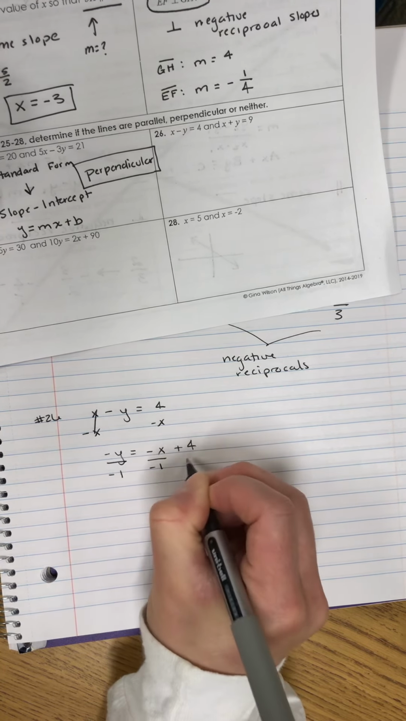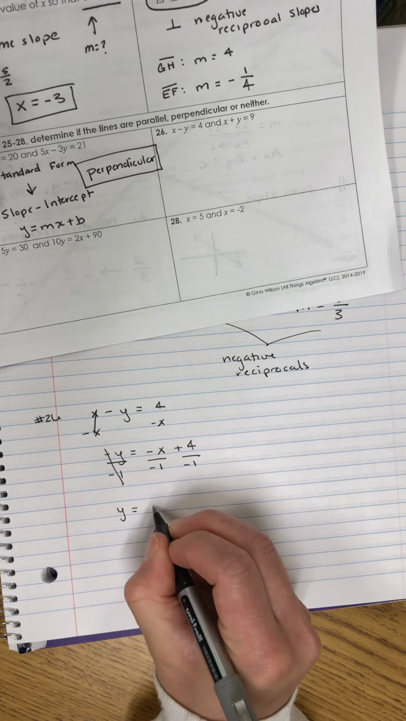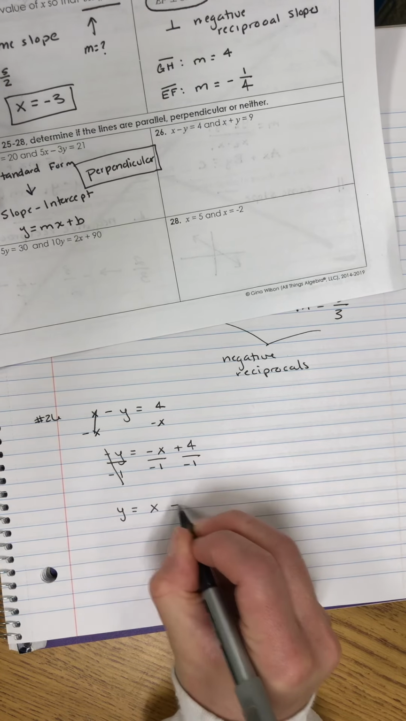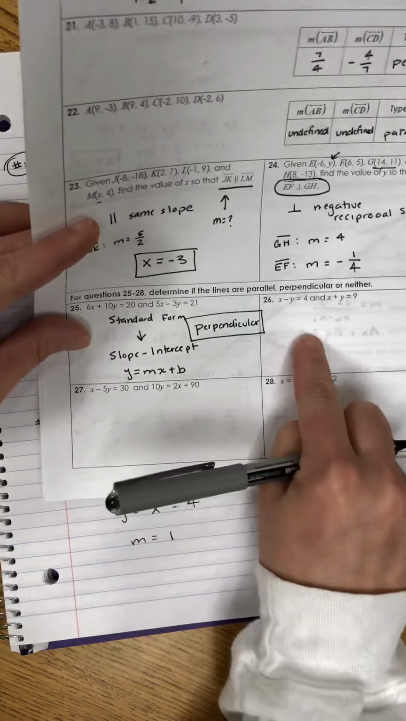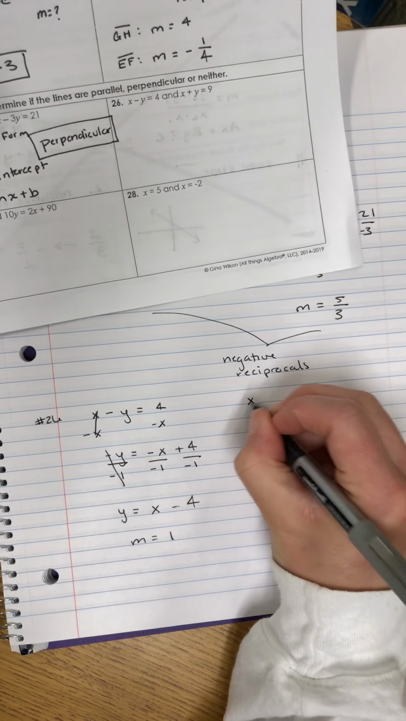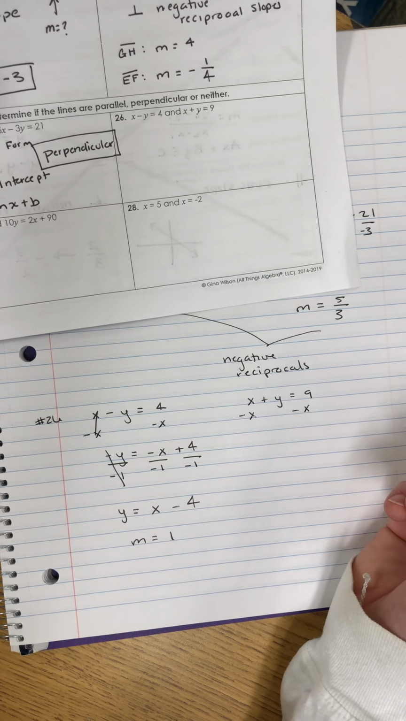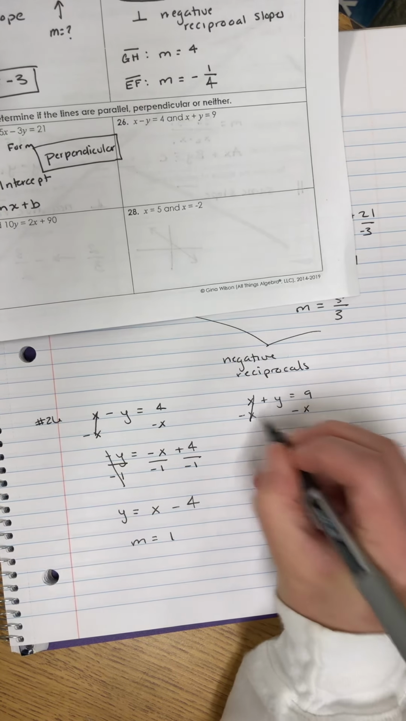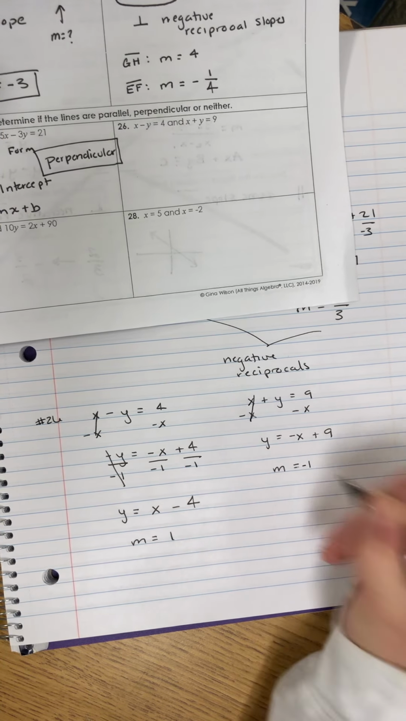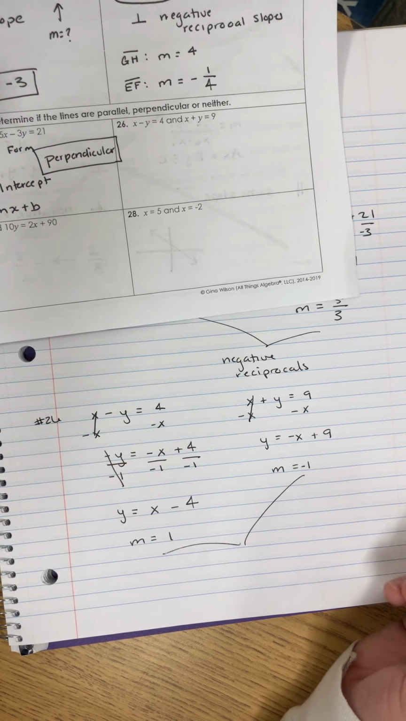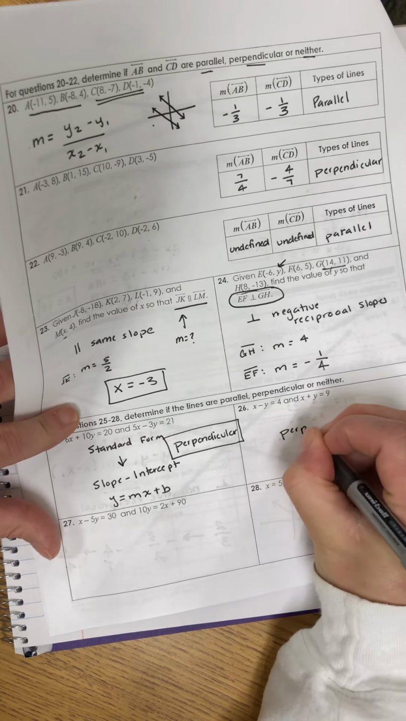Divide by negative 1. Those negatives cancel, and y equals x minus 4. So our slope here would be a positive 1. Let's do the same thing for the second equation. It'll be x plus y equals 9. So subtract x from both sides. y equals negative x plus 9. So our slope here is negative 1. And because they are negative reciprocals again, they will be perpendicular lines. So this would also be perpendicular.